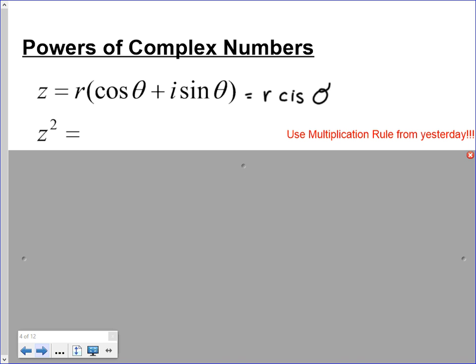In math, what does it mean to square a number? Take a number and multiply it by itself. So on the second line where I have z squared, let's take z and multiply it by itself. So z times z, or r cis theta times r cis theta.